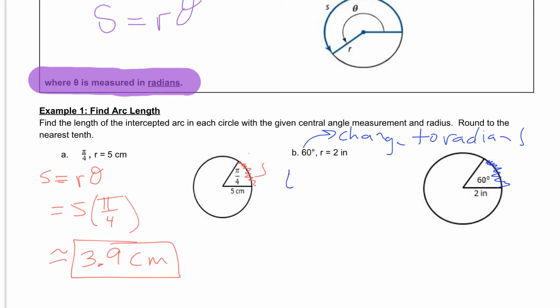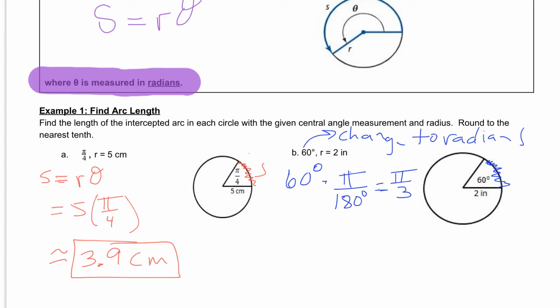So we're going to take our 60 degrees, and from the other day, to change it to radians, we are going to multiply by pi over 180 degrees. And when we multiply 60 pi over 180 and simplify that, you should end up with pi over 3. Now we can use that in our formula.